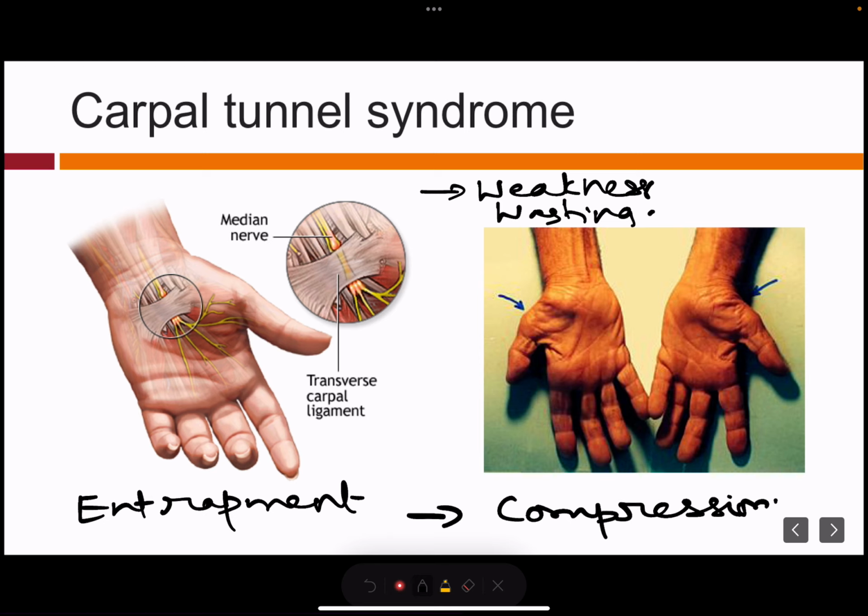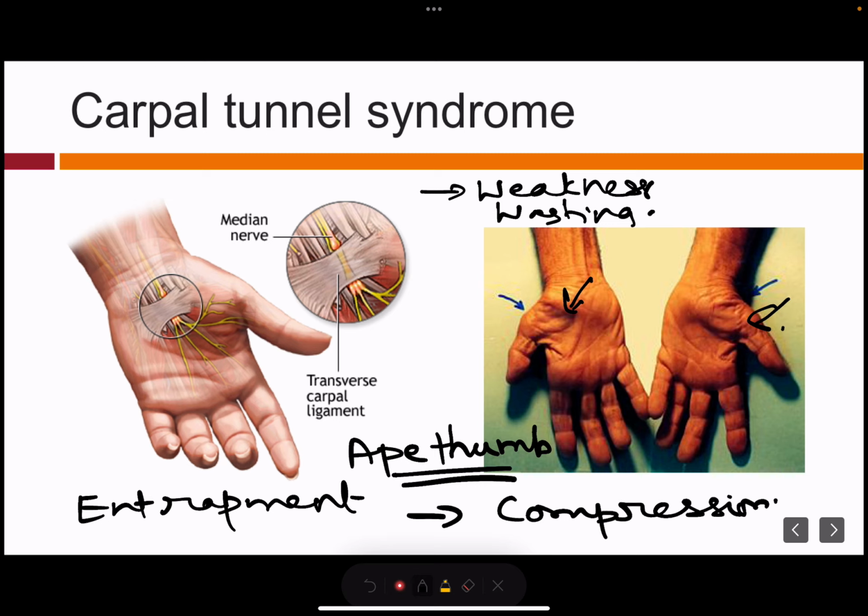Right, and the loss of opposition gives rise to something called the ape thumb deformity. Ape thumb deformity, because, as you can see in this picture, there's flattening of the thenar eminence due to the compression of the median nerve. All the muscles undergo wasting and weakness, so you cannot perform the actions of the thumb. Therefore opposition is lost and the thumb lies flat, just like the thumb of apes, where opposition is very minimal or there is no opposition at all.